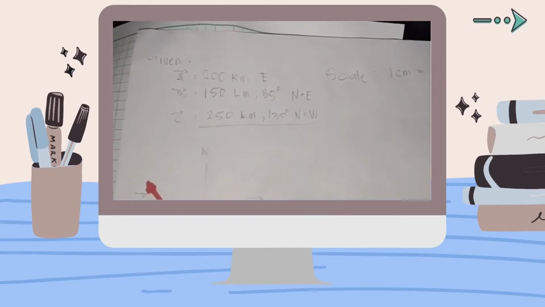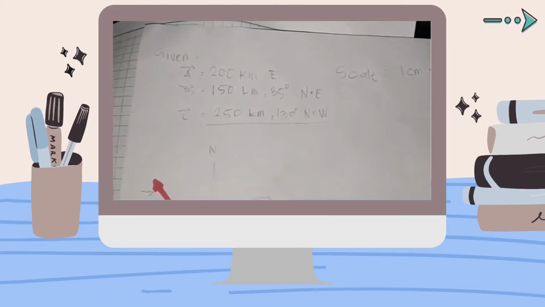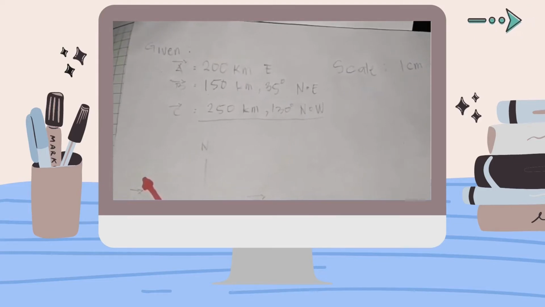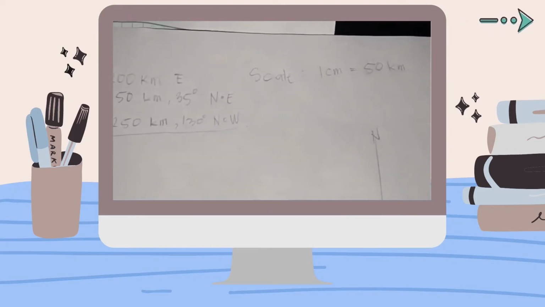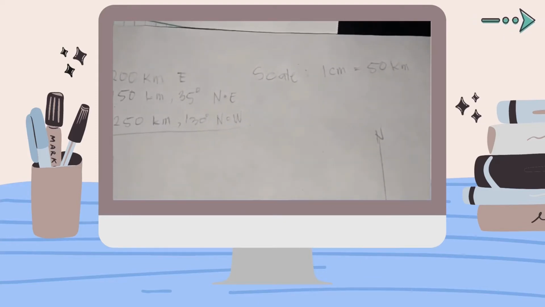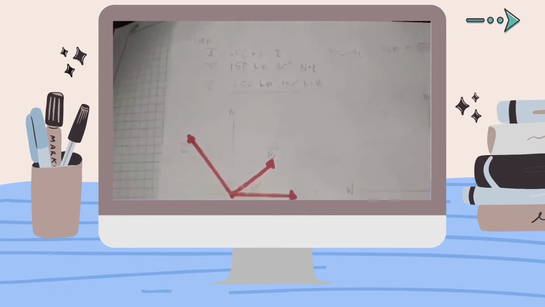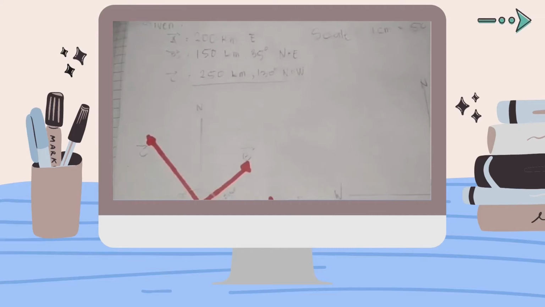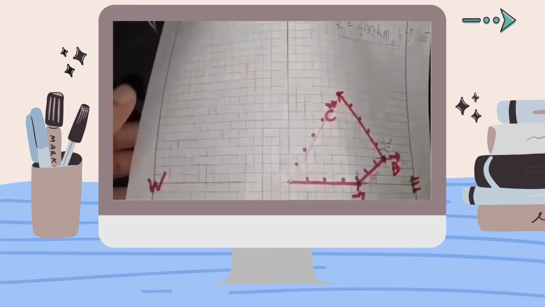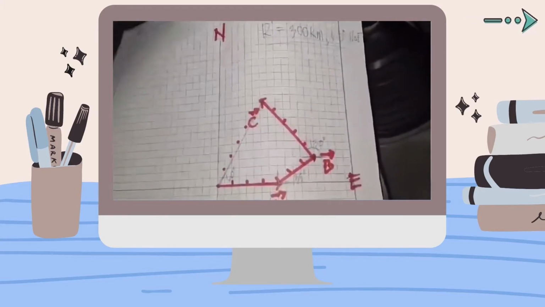Vector A, 200 km east. Vector B, 150 km 35 degrees north of east. Vector C, 250 km 130 degrees north of west. And our scale is 1 cm equal to 50 km. Here, first we have to plot the vectors in a plane. And here, in my graphing paper, I have already plotted it.